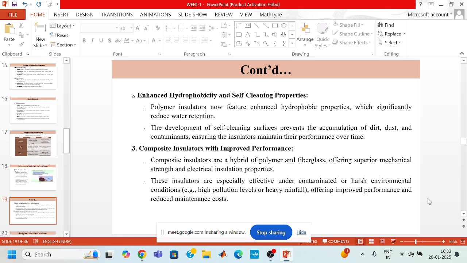Next are composite insulators, which we are using with improved performance. It's a type of hybrid of polymer and fiberglass insulators, and it offers superior mechanical strength and electrical insulation properties. These insulators are especially effective under contaminated or harsh environmental conditions, like heavy rainfall and high pollution levels, and they also offer improved performance and reduced maintenance cost.